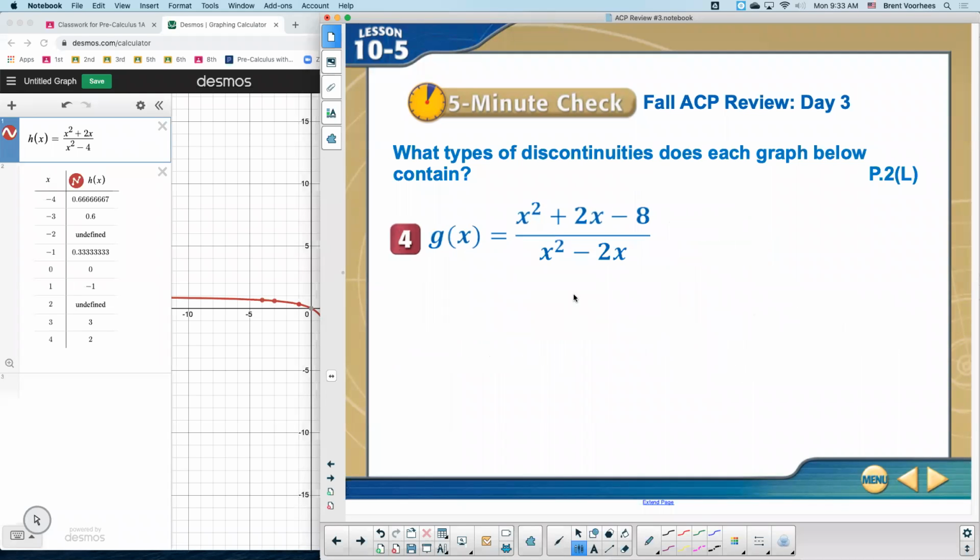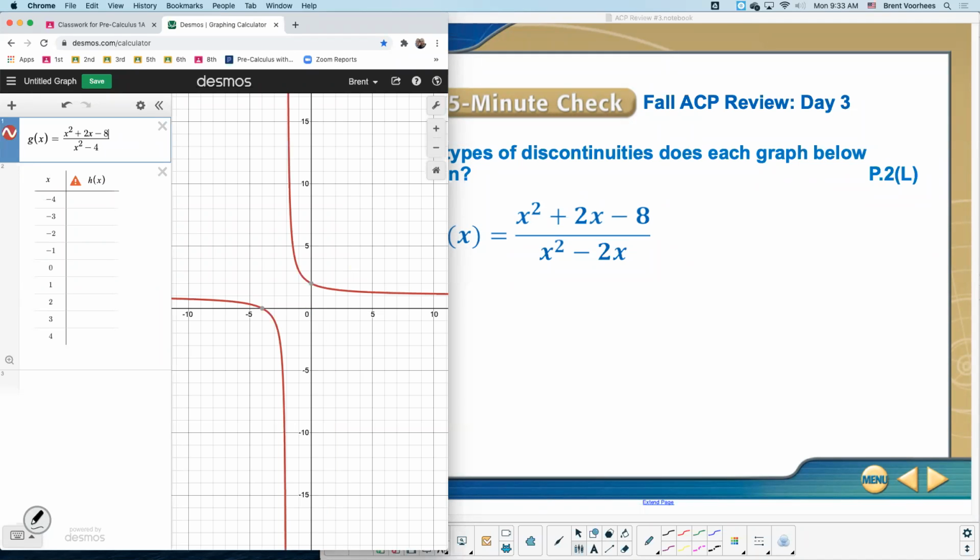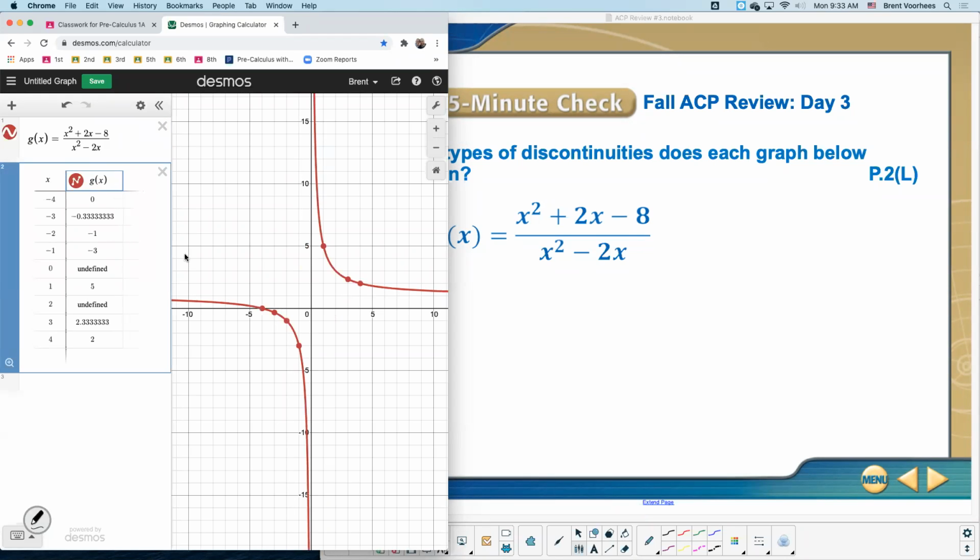Okay, let's take a look now at number 4. Number 4, it says g of x, I'm going to change this to a g, equals x squared plus 2x minus 8 over x squared minus 2x. To get my table, I need to change the h to a g. And I'm looking and I see 2 undefined. That means there's 2 breaks. But when I look at the picture, I only see 1 break. And again, the maximum this could have is 2 breaks because there's only 2 powers in the denominator.